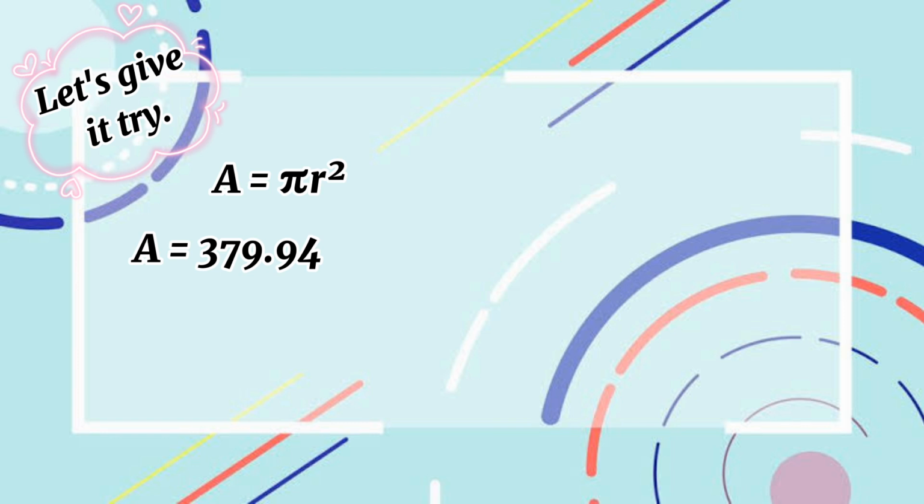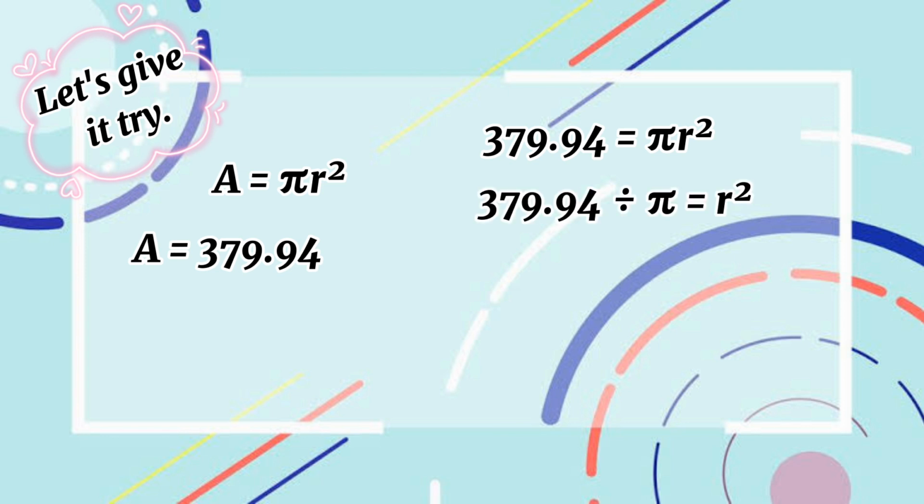379.94. We need to substitute it for A. So, 379.94 equals pi r squared. Next, we need to divide both sides by pi, or 3.14. Then, remove the exponent. Then, we take the square root of both sides.